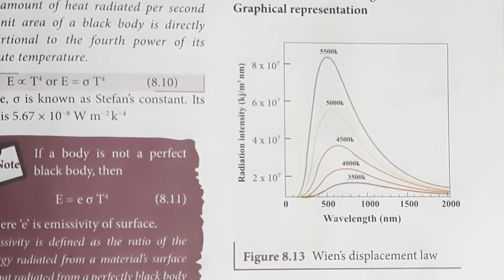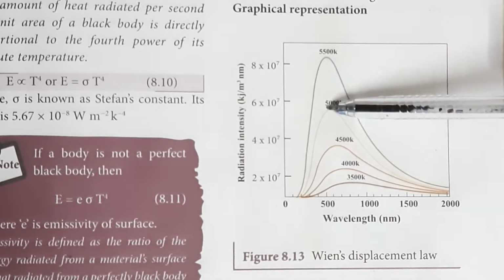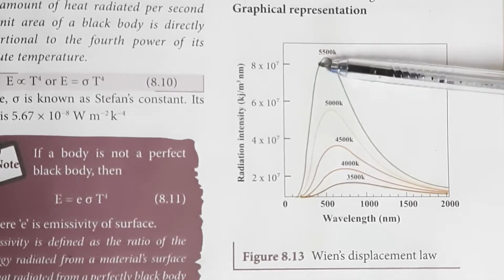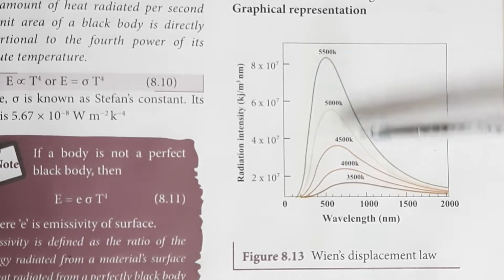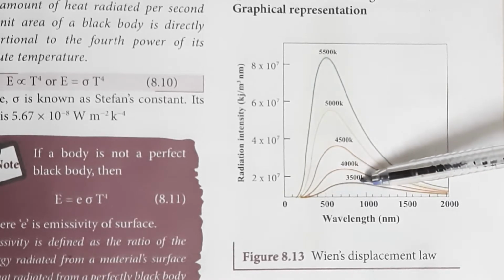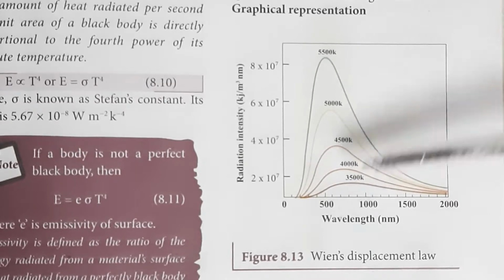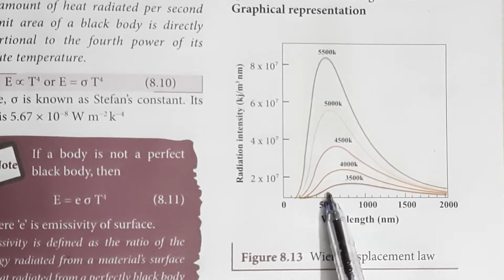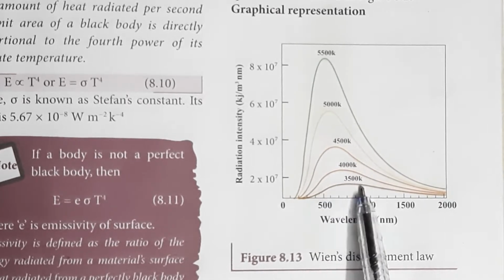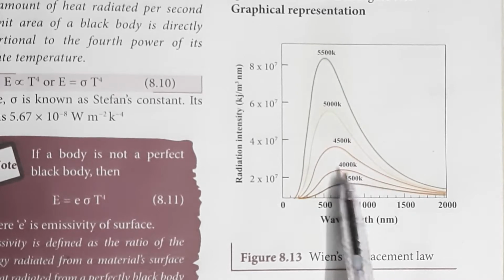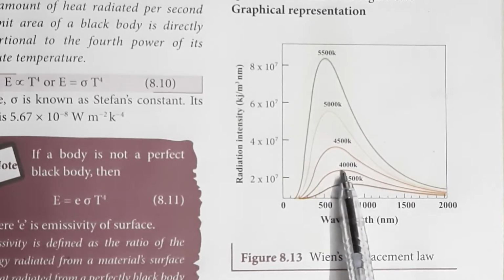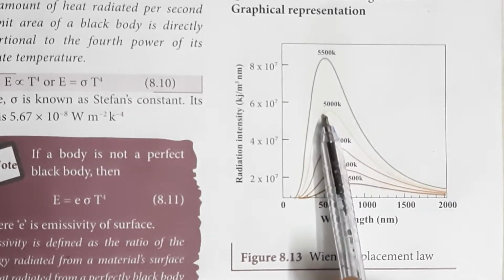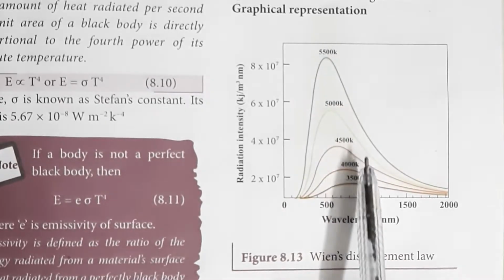From this graph, the peak of the wavelength is inversely proportional to temperature. Peak means the maximum displacement. At 3500, the peak value is somewhat a big range. When we increase to 4000 Kelvin, the peak becomes narrower. At 4500, the peak becomes narrower. At 5000 and 5500, the peak becomes very narrow.